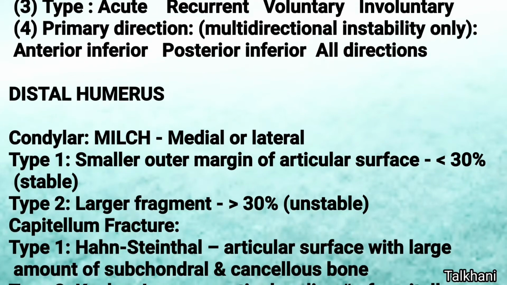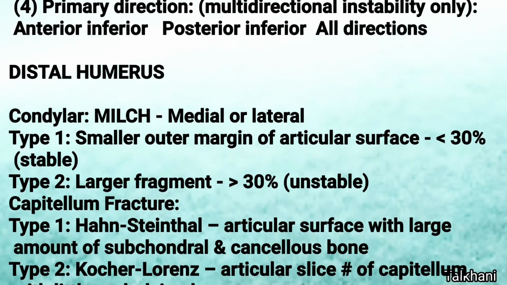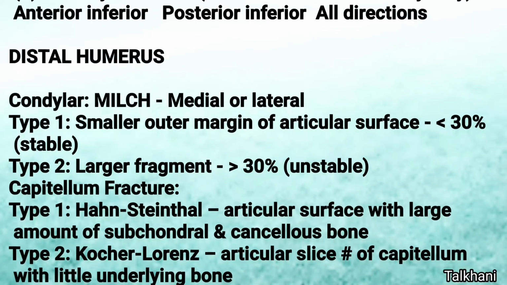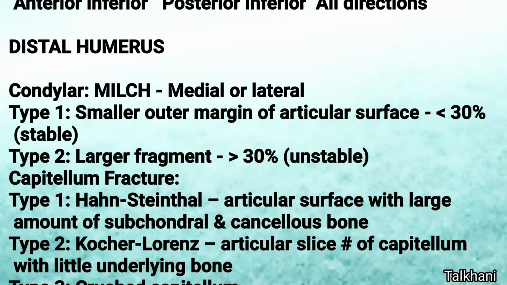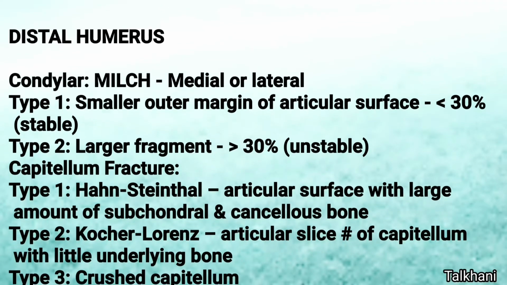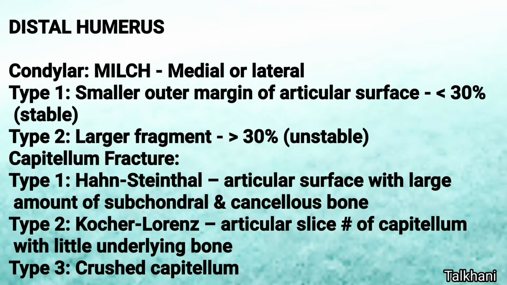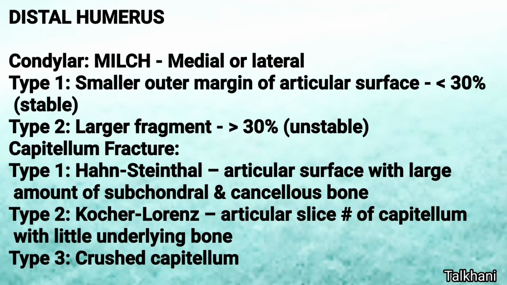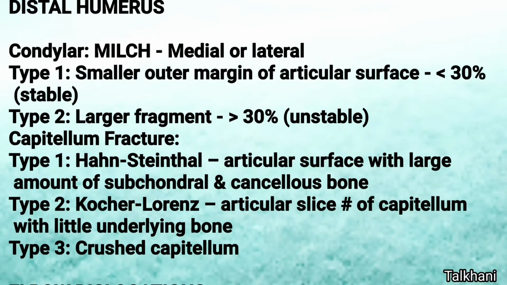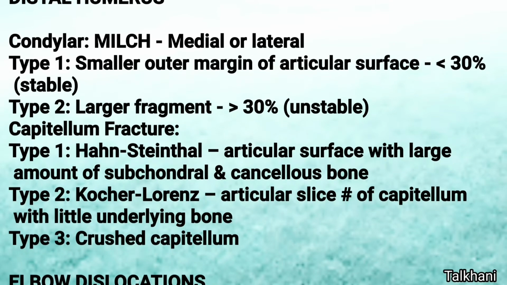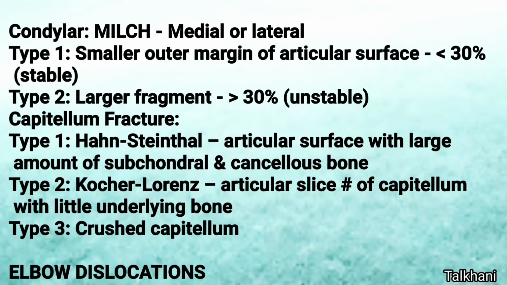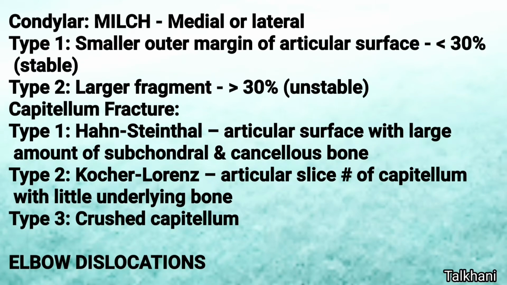Distal humerus fractures. Condylar fractures classified by Milch for either medial or lateral condylar fractures. Type 1, smaller outer margin, less than 30% of the articular surface is involved. This is a stable fracture. Type 2 will have larger fragment and involves more than 30% of the articular surface. This is an unstable fracture.